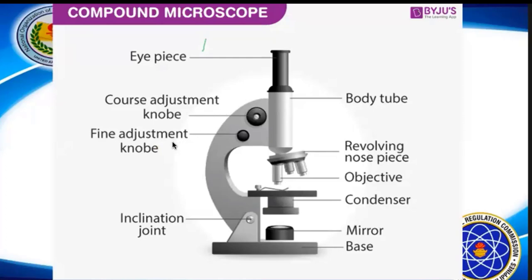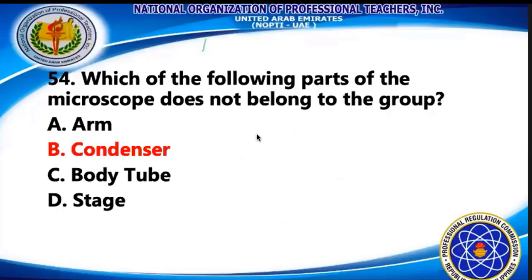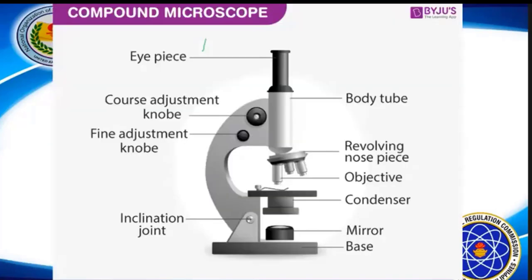Eyepiece, coarse adjustment, fine adjustment, inclination joints, body tube. Stage. Ito ang stage, ito. Lahat ng yan are mechanical parts. Okay? Yung condenser, mirror, revolving nosepiece, objectives, they are called illuminating part. Yung gagamit ng light, ng mirror, kasi sisilip ka eh. Diba? Mag-enlarge ng object, magmamagnify ng object. Kaya in the question, which does not belong to the group? Kasi si arm, si body tube, si stage are the mechanical parts. Si condenser ang illuminating part. Okay?